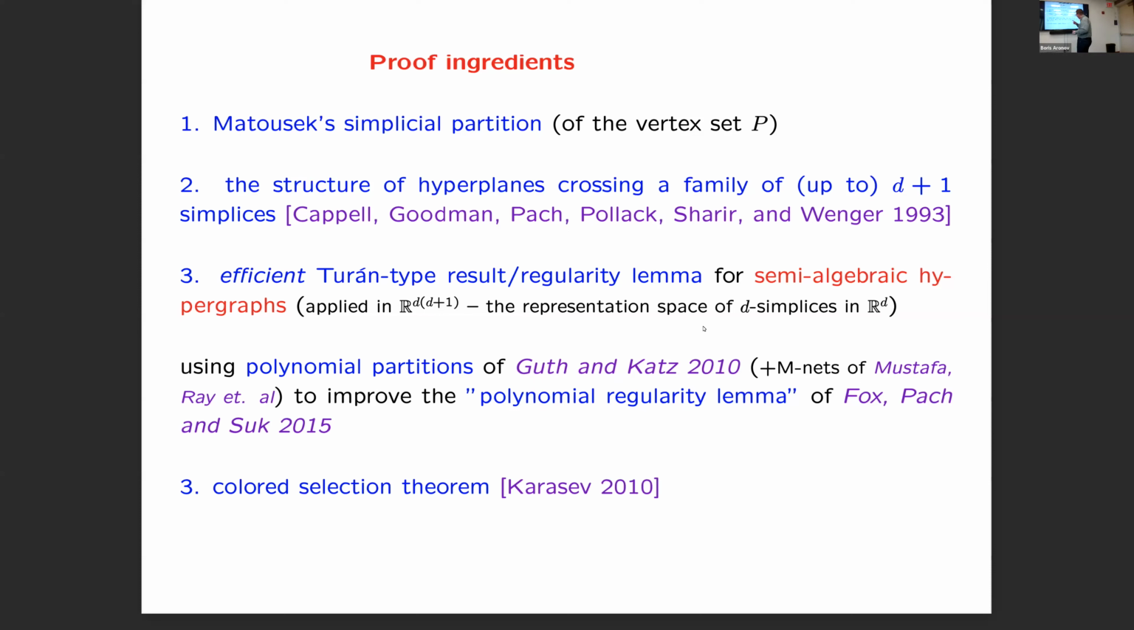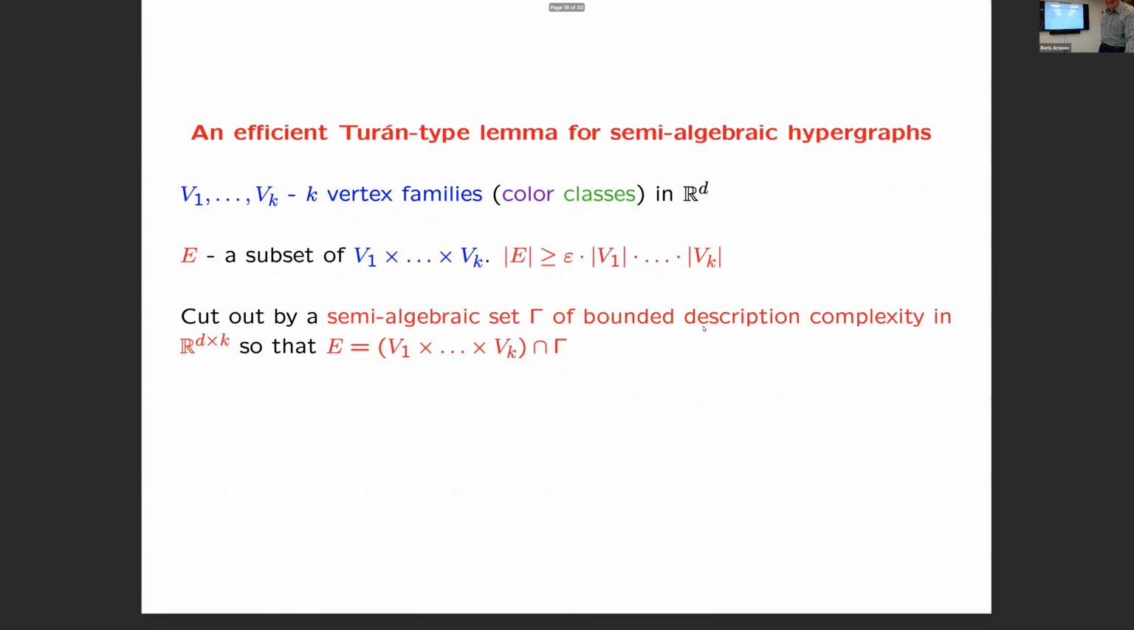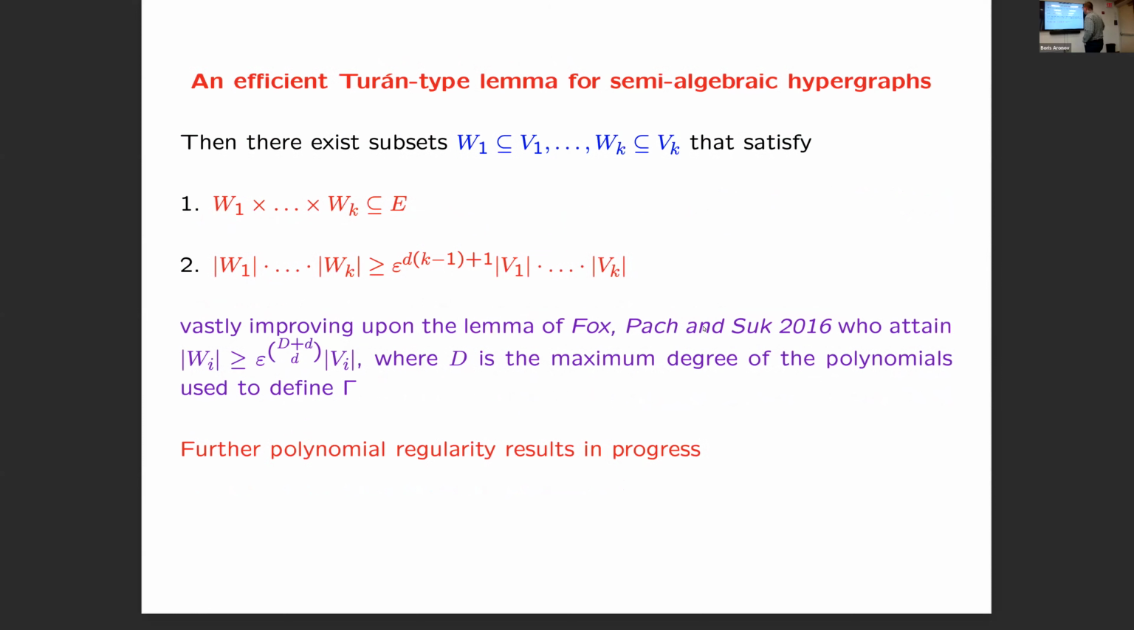And there is also a colored selection result of Roman Karasev, which can be considered a colored variant of the first selection theorem of Bárány already. So we also use this. We have to use something. So if you let us say a few words about the Turán-type lemma for semi-algebraic hypergraphs.